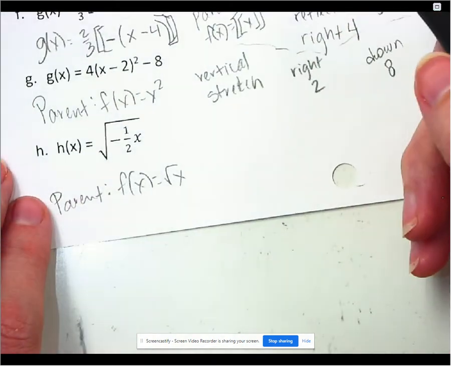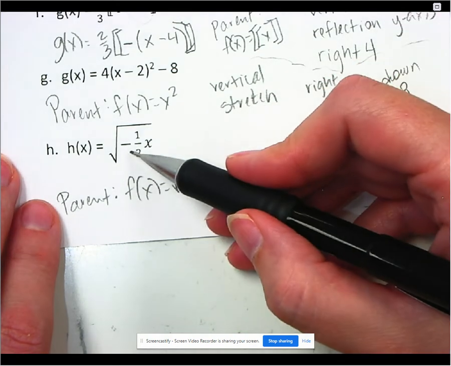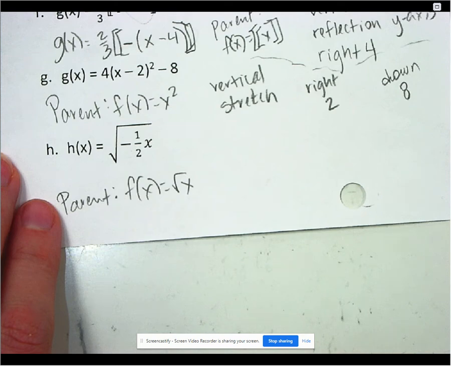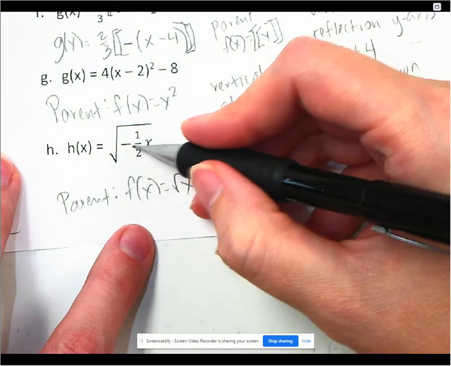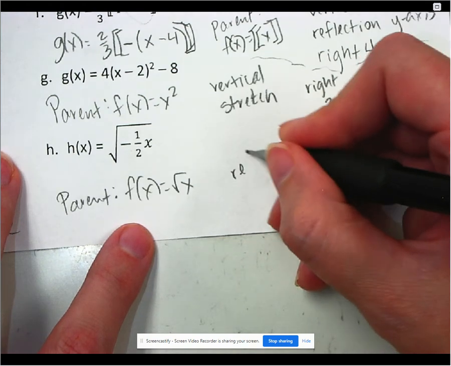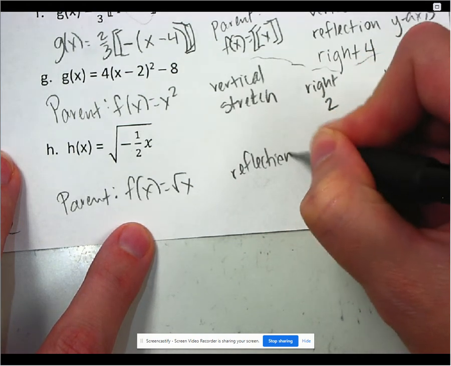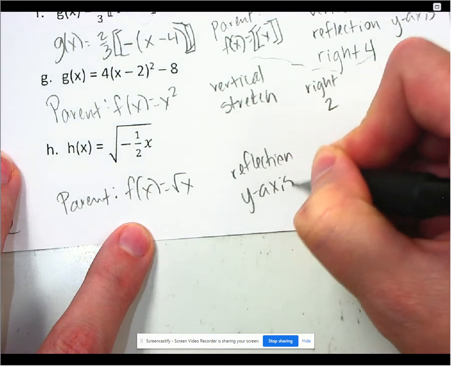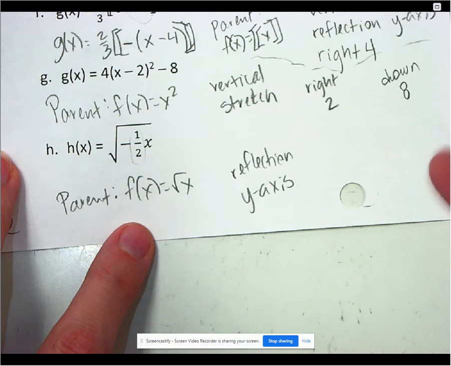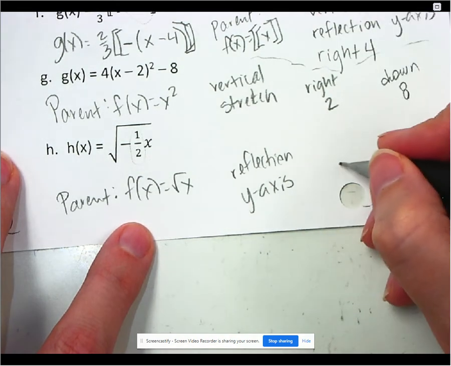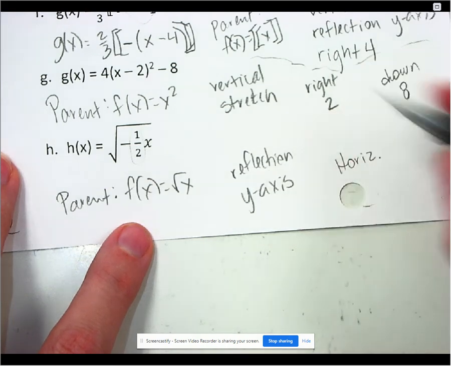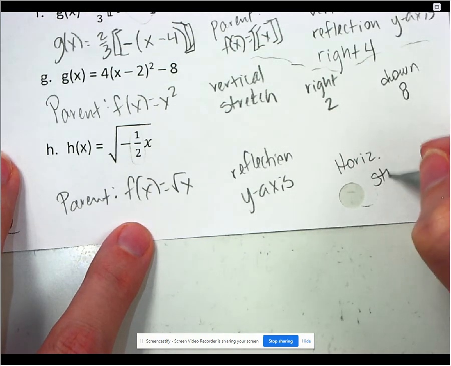And these always kind of confuse people. Now this negative has nothing to do with the stretch or shrink. What is a negative inside going to do? That's going to be a reflection on the y-axis. All right, and then the 1/2, we don't worry about the negative 1/2, we just look at the 1/2 when we're doing our stretch or shrink. Since it's on the inside, it's horizontal, and then the small number on the inside is going to be a horizontal stretch.